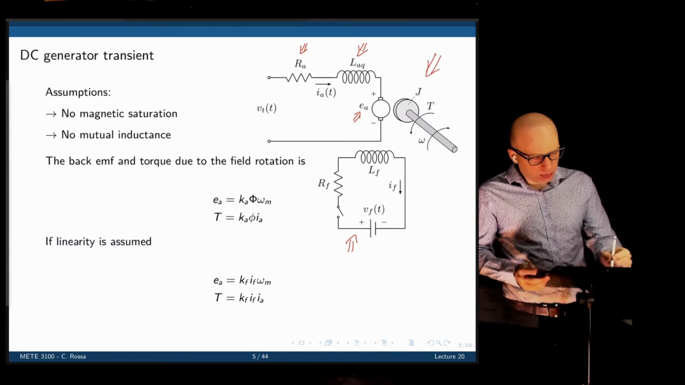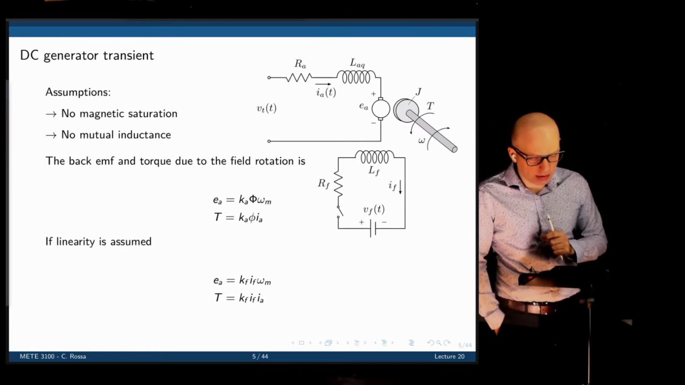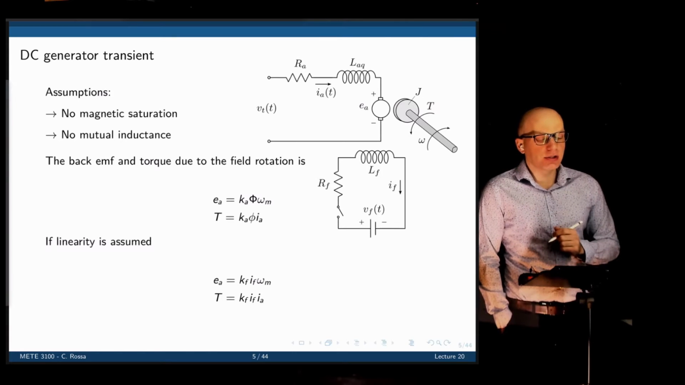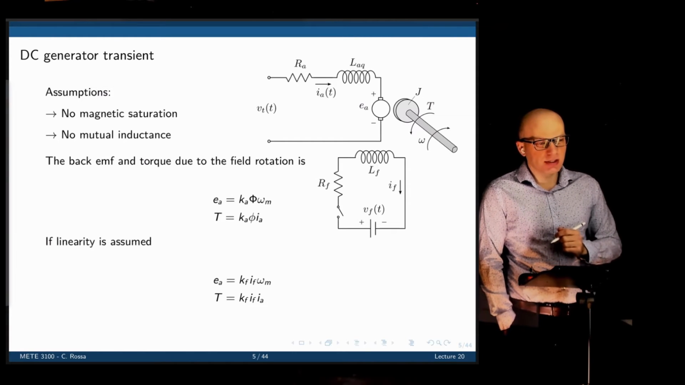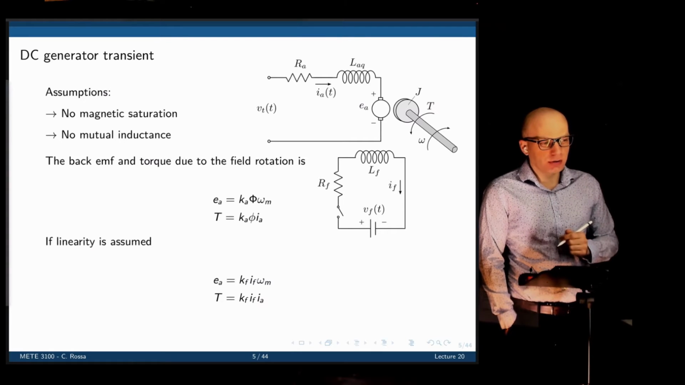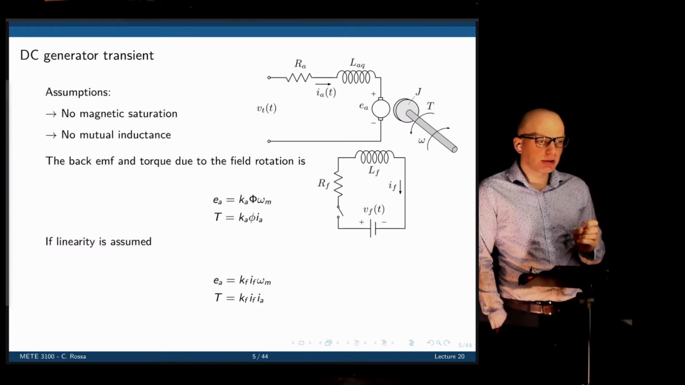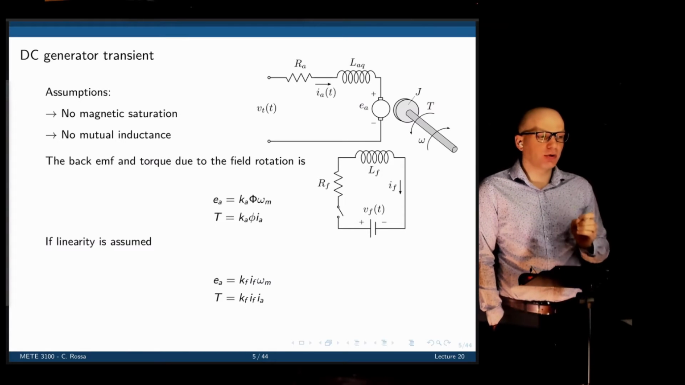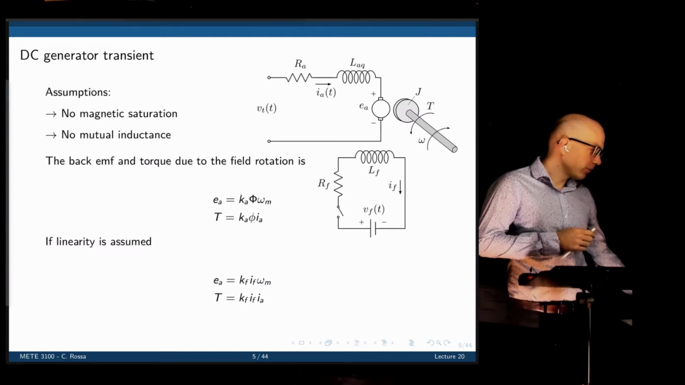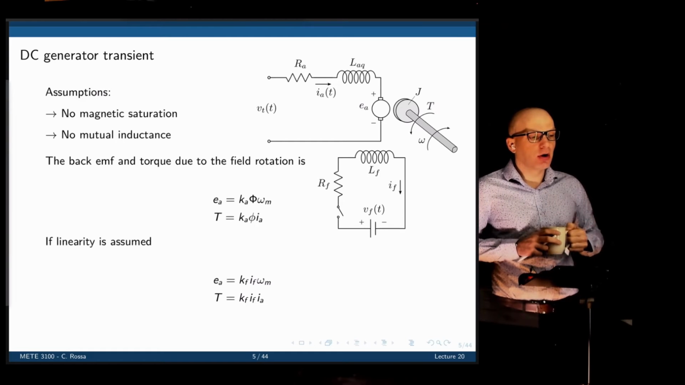To do this analysis, we are going to use a few assumptions. The first one is that there is no magnetic saturation. And by saying that there is no magnetic saturation, we can say that the inductance of these coils does not depend on the current. Does that statement make sense to you? Let me ask you this, why would the inductance depend on the current?